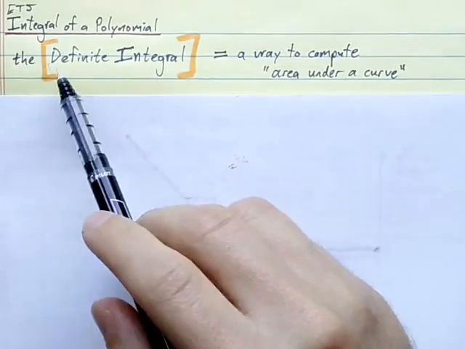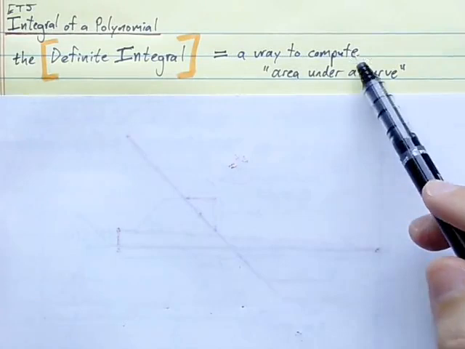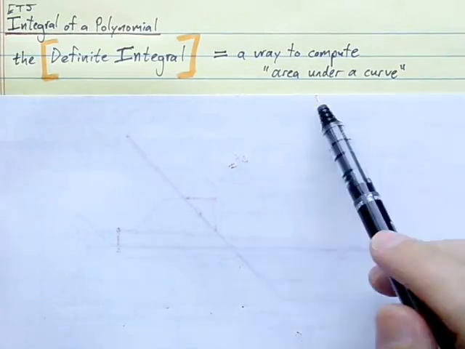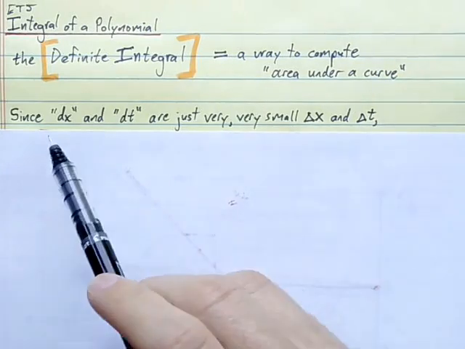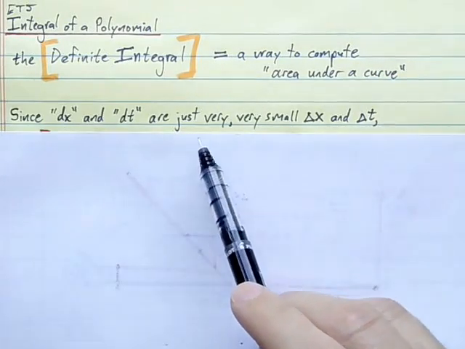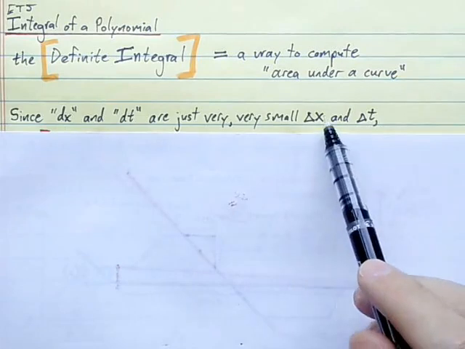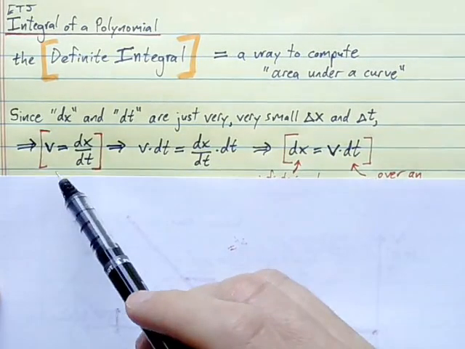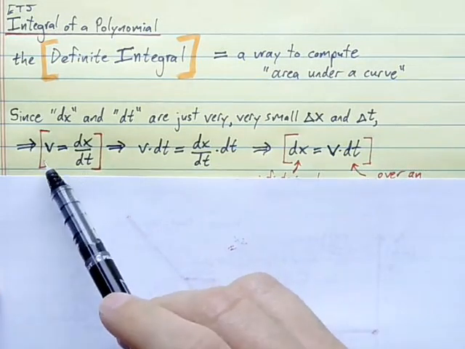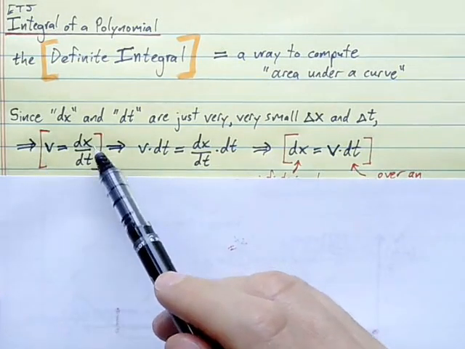The definite integral is a construct we can use to compute the area under a curve, or between a curve and the zero axis. Let's keep in mind that dx and dt are just infinitesimally small delta x's and delta t's. Okay, so beginning with a derivative relationship, velocity is the derivative of position with respect to time.